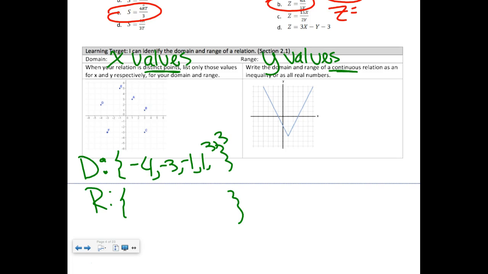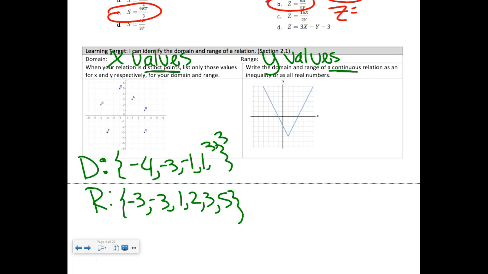Okay, so we're going to go through and do the same thing. I'm going to list all my y values. So I see I have one down here at -3. And I see that I also have another one at -3. So I'm going to list that one as well at the same time. Okay, next I see I have one here at 1. I see I have one here at 2, at 3, and at 5.